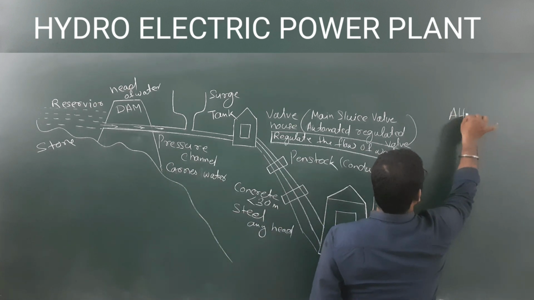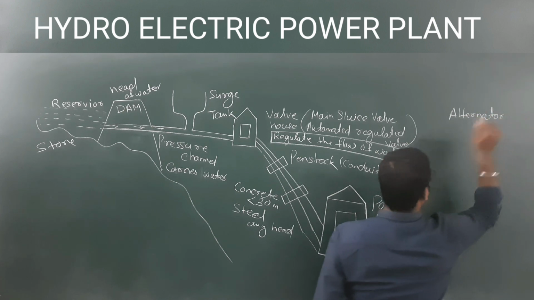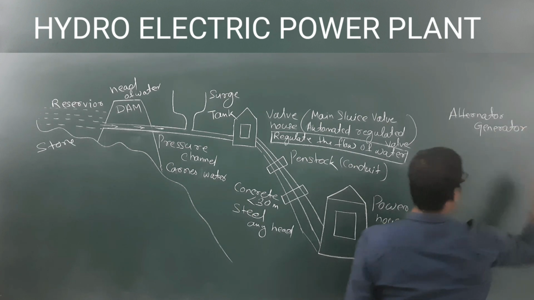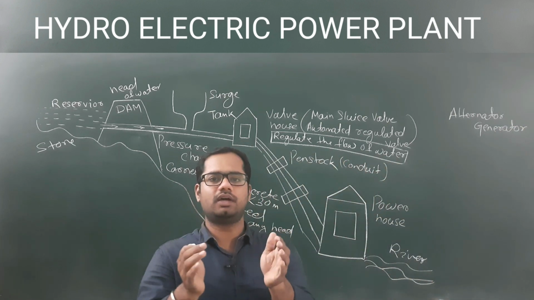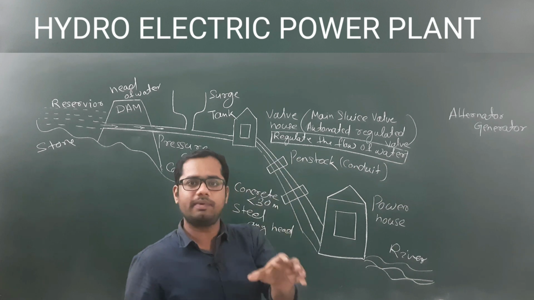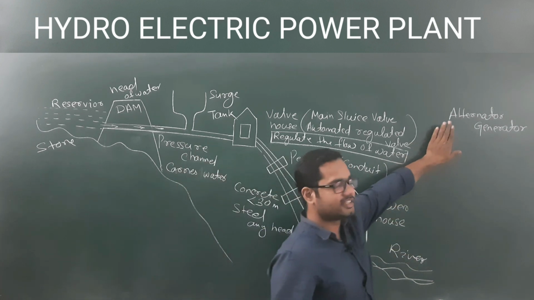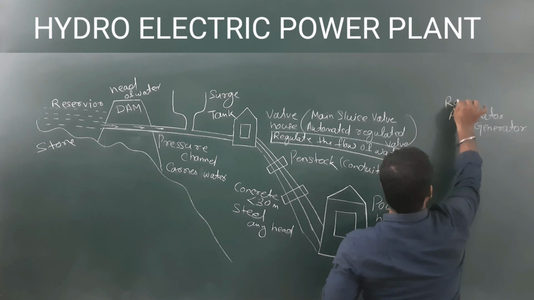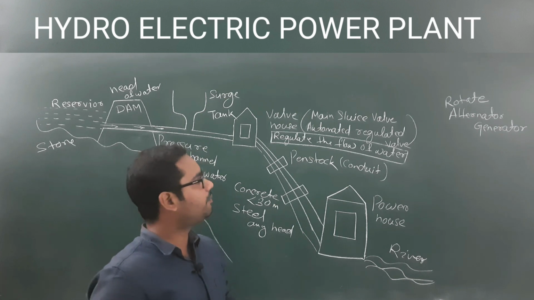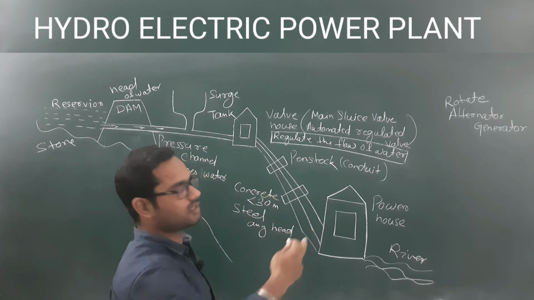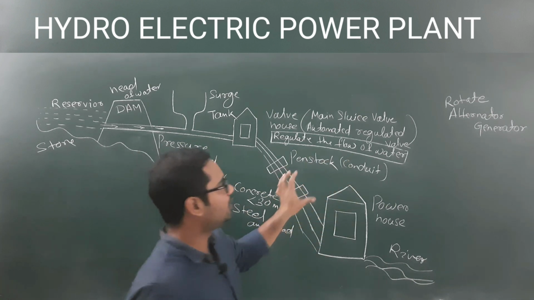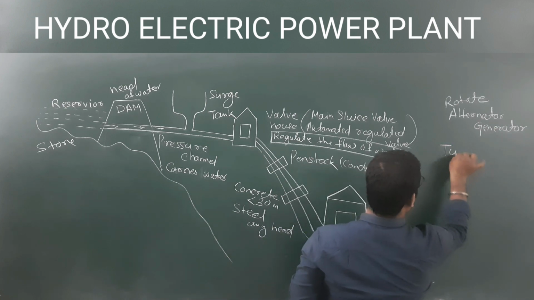an alternator is present, which can otherwise be said as a generator. And we know that the production of electric energy can be done by the rotation of the alternator. It has to rotate so that it will produce electrical energy. But the rotating process will be done by the help of your turbine.